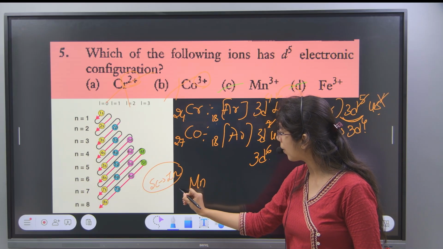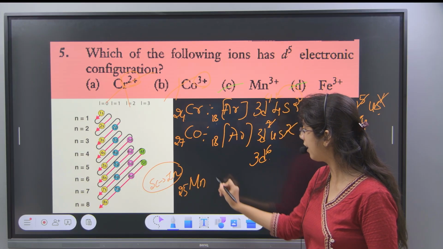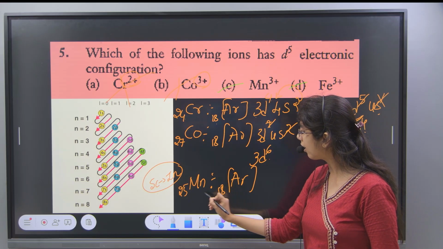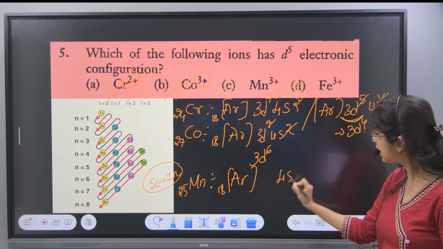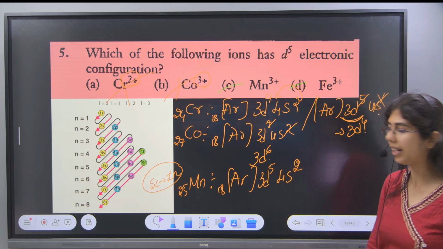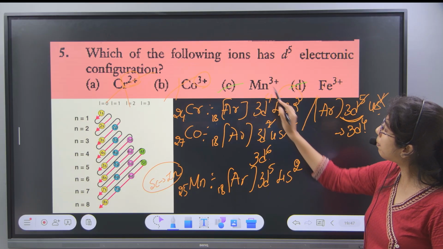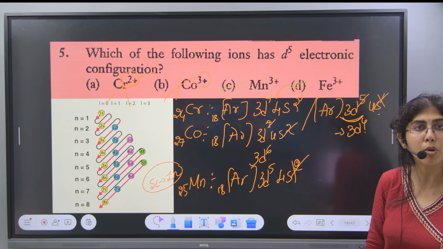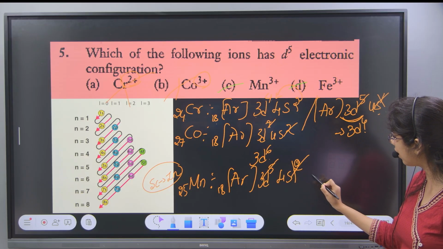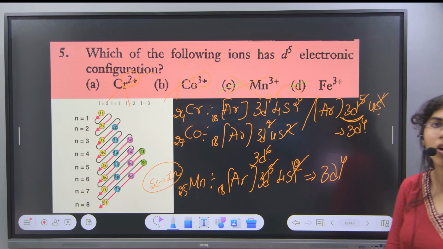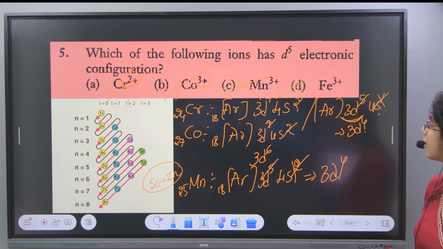We'll take manganese. What about the atomic number of manganese? 25. Good. So argon 18, 18 electrons have been filled, 4s2 makes 20, 3d5 makes 25. Now 3 plus they are asking. I will remove 2 electrons from here, and one more electron I have to remove from here. How much do we get? 3d4. Option C also not possible.